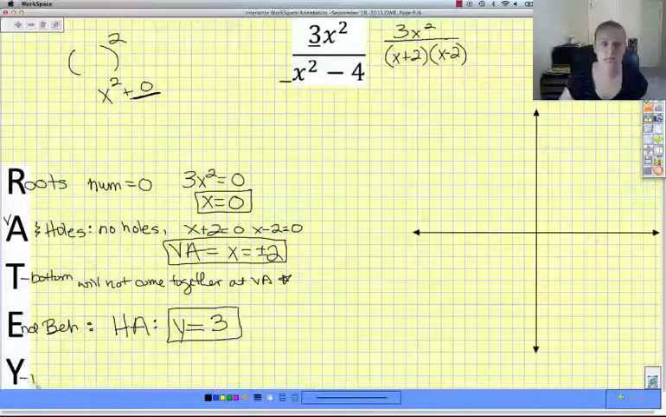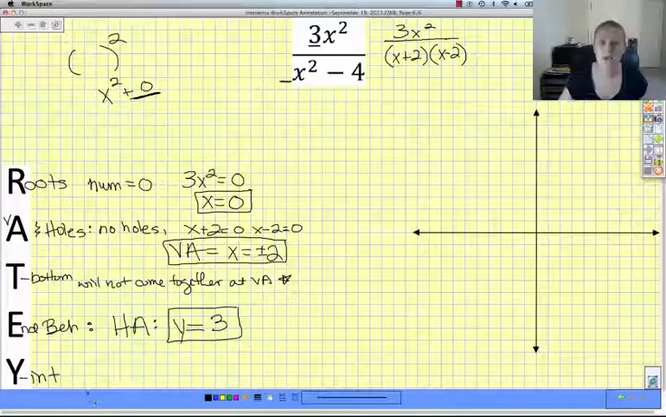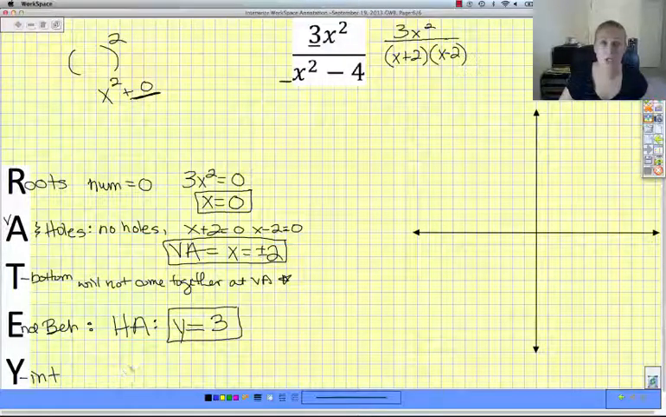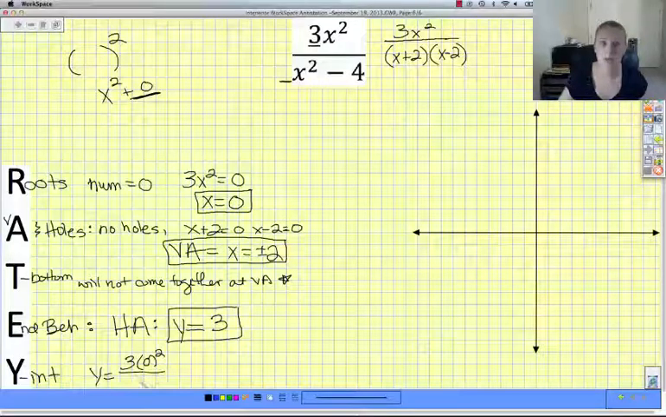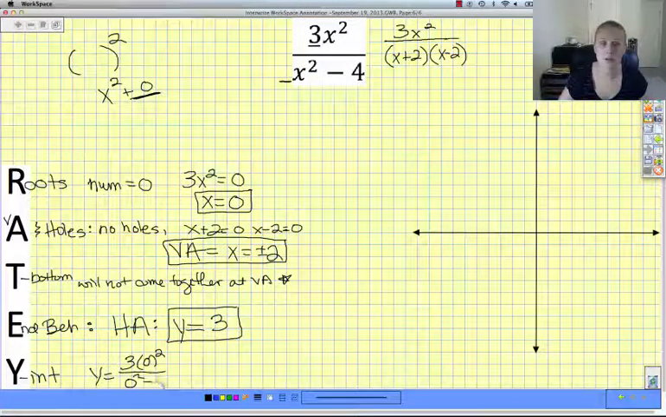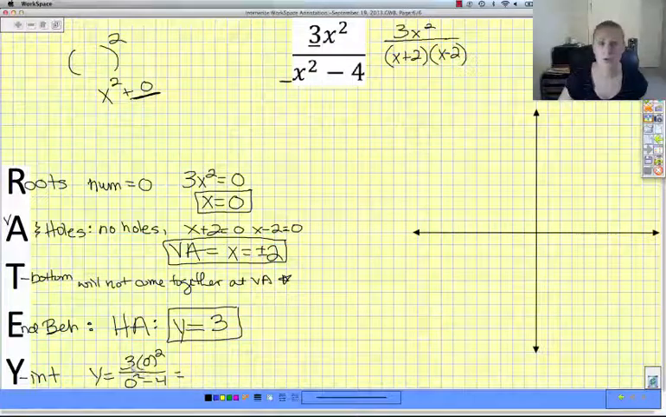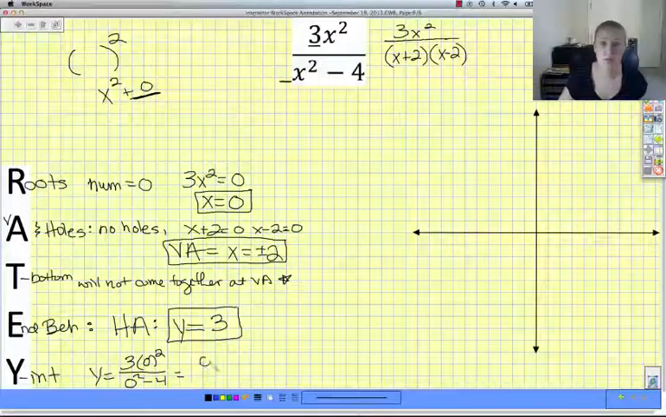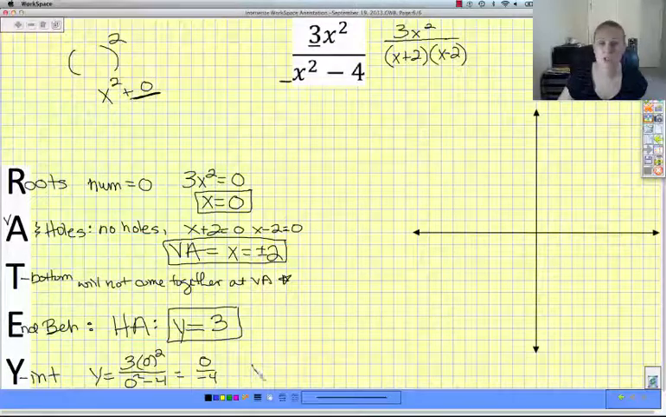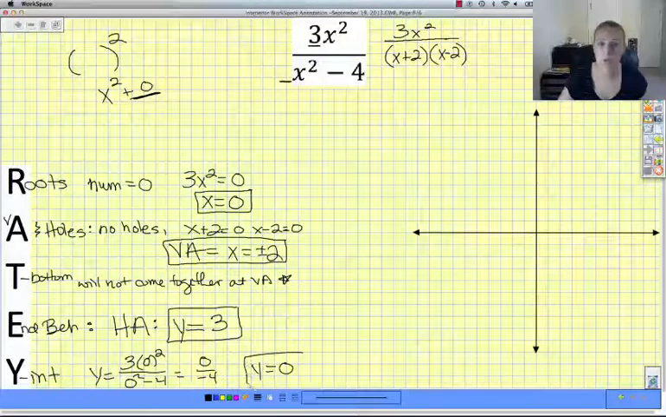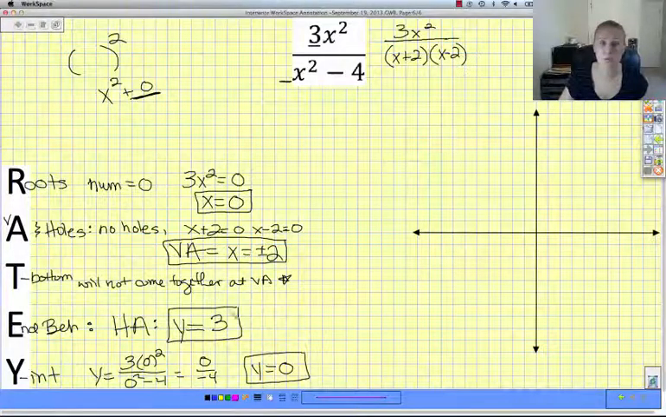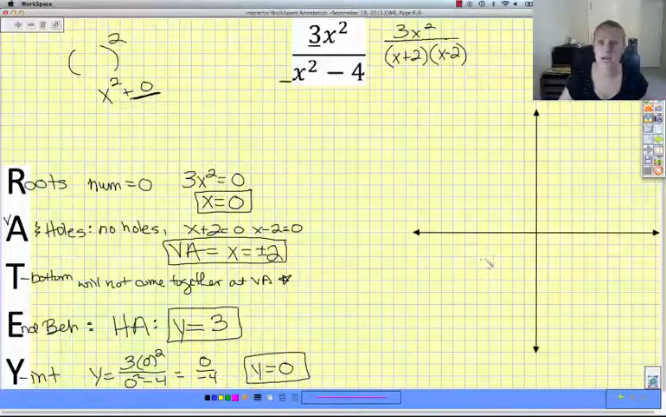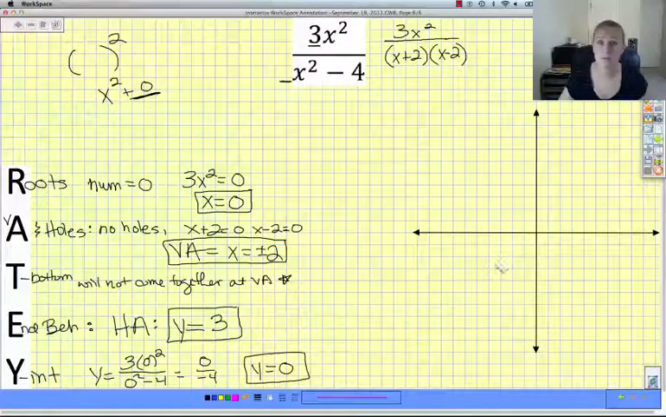The last thing we need is the y-intercept. And to find the y-intercept, all we're going to do is substitute 0 in for x. So we have y equals 3 times 0 squared over 0 squared minus 4. So I have 0 on top, so I have 0 over negative 4, which just simplifies to y is 0 as my y-intercept. So now that I've figured out all of this information, I should be able to plot a fairly accurate graph.